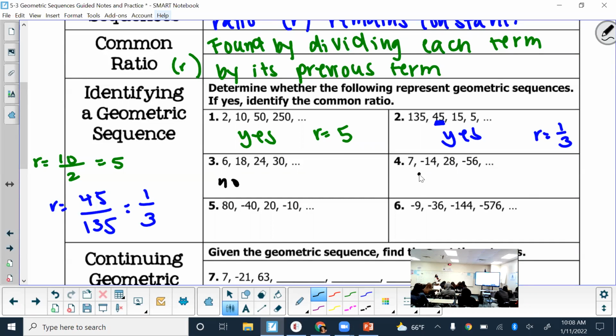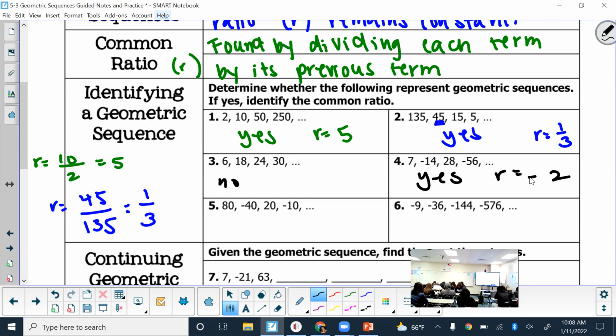So then number 4, is it a geometric sequence? All right, yes it is. What is the common ratio? Positive or negative? Negative. And how do you know it's negative? When the signs alternate, back and forth, positive, negative, you know that you multiplied by a negative number.